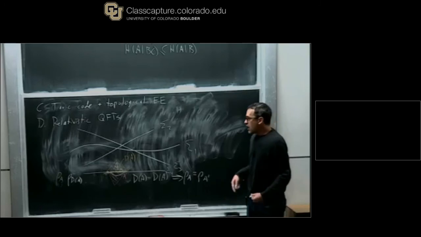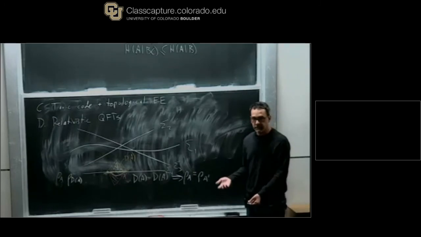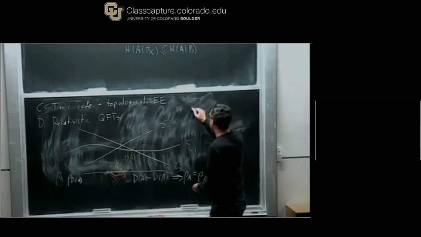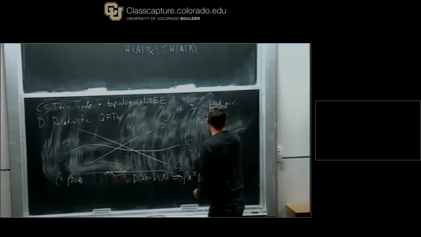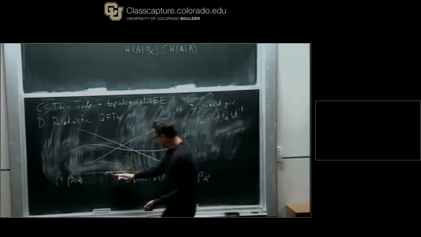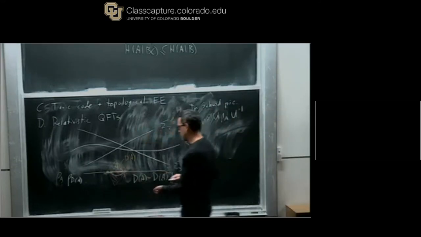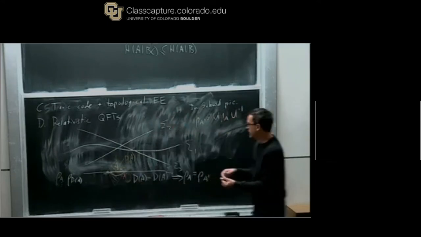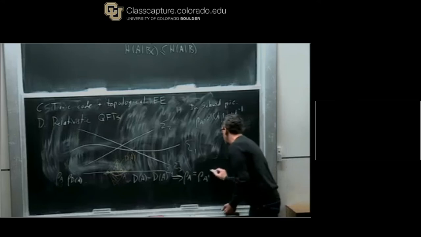If you choose to work in the Schrodinger picture so that the state evolves, then the correct statement is that rho sub A prime is unitarily related to rho sub A, where U is some time evolution operator that takes you between these two. These are sort of mini Cauchy slices as far as this causal domain is concerned. And this implies, as does this, that the entropies agree.